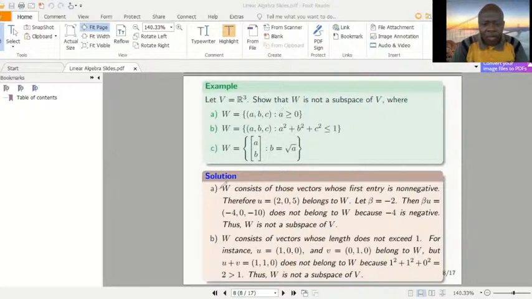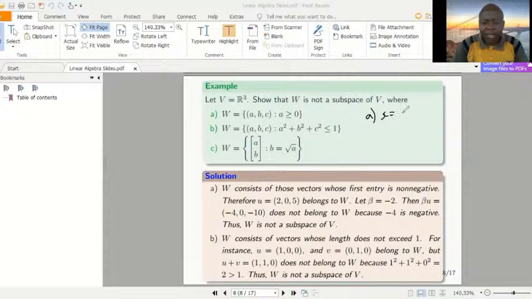But let's go straight to the first one. We are told to show that it's not a subspace. That means we think of which one of those three conditions will not be fulfilled, and we just give that one. Which one will not be fulfilled, that is the one we give. Now, we've already said that in A here, vectors are of the form (a, b, c), where the first one must be greater than or equal to 0.